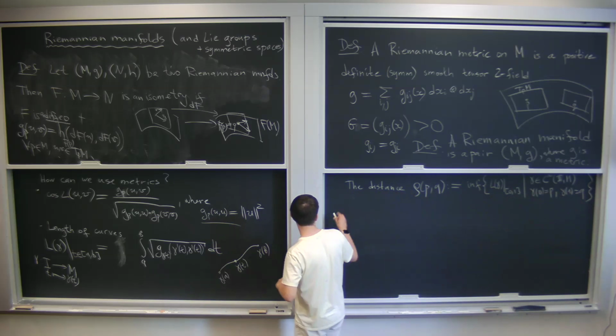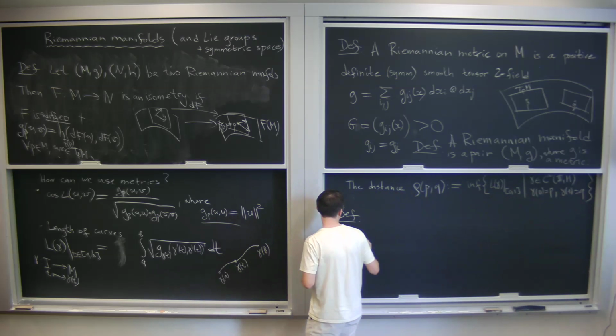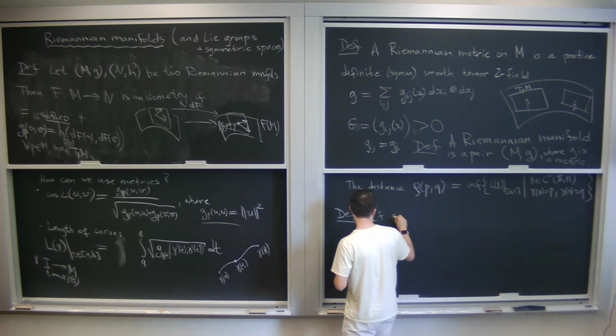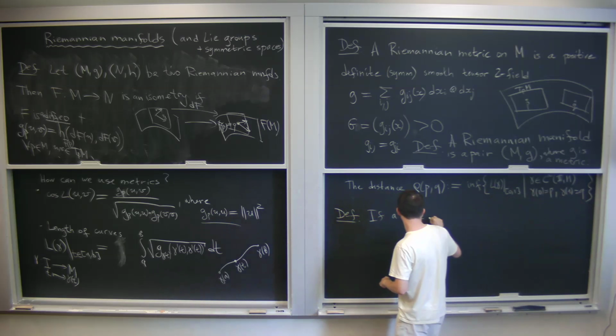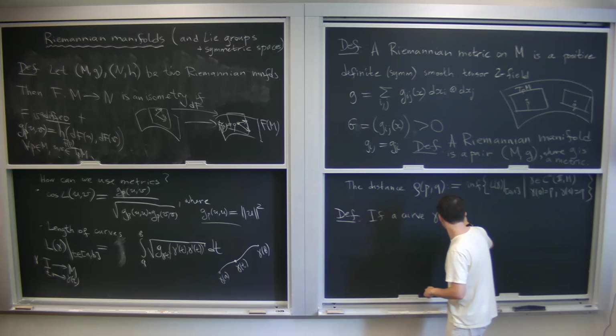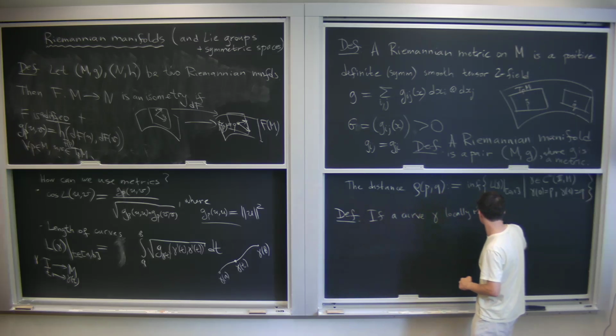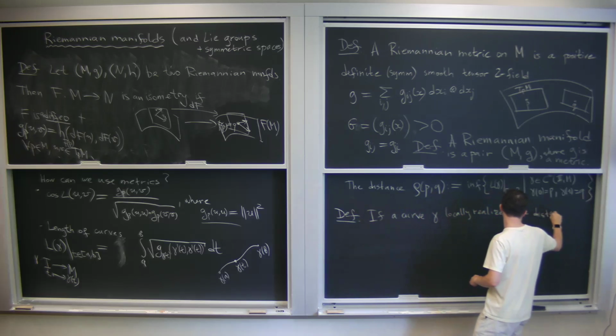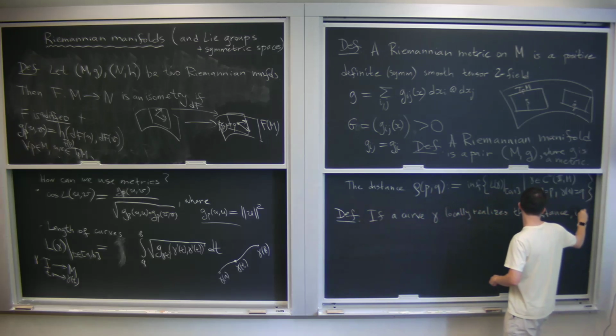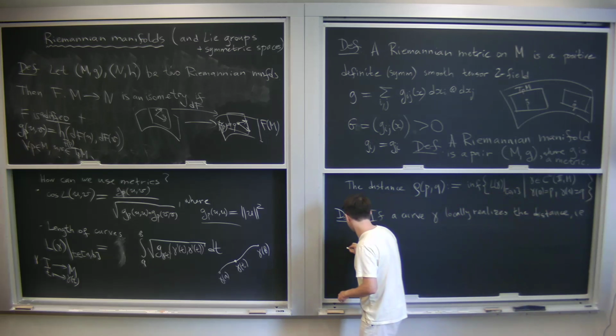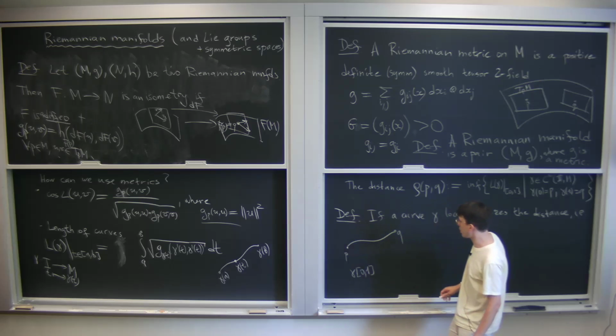And if a curve gamma locally realizes the distance, it is called a geodesic. What does it mean that it locally realizes it? We have points P and Q, and this segment PQ is the image of gamma of the segment [0, 1].